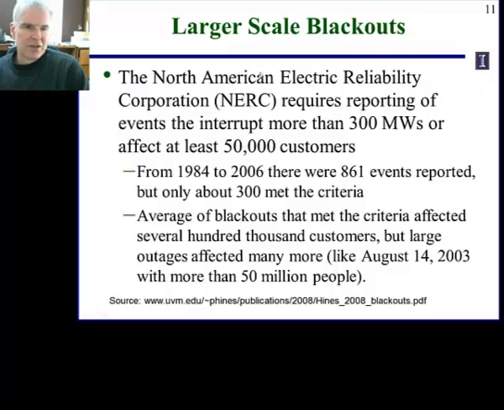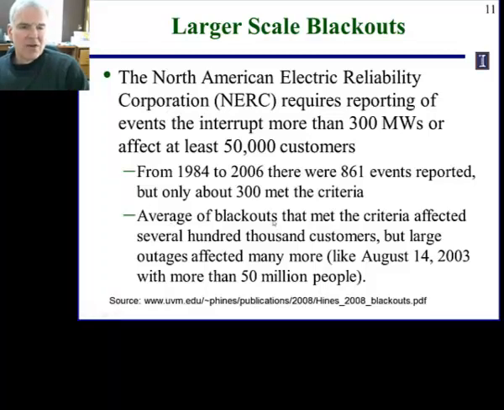more than 50,000 customers. In looking at a 22-year period, the folks here at the University of Vermont looked at 861 events that were reported to NERC, but it should be noted that the utilities sometimes reported events that did not satisfy either of the criteria. So of these 861, they found that only about 300 actually met the criteria for a large-scale blackout.